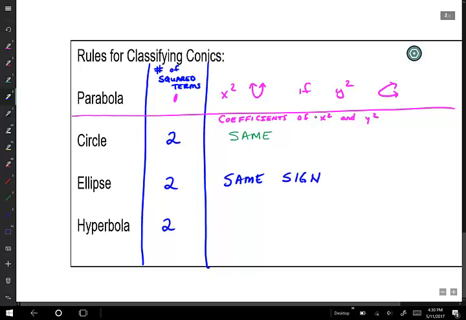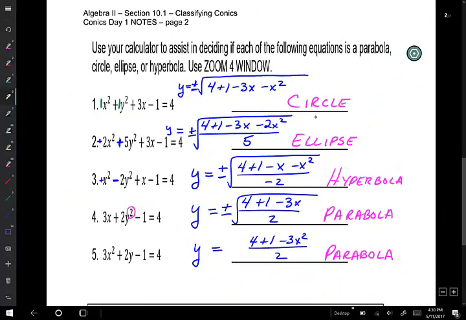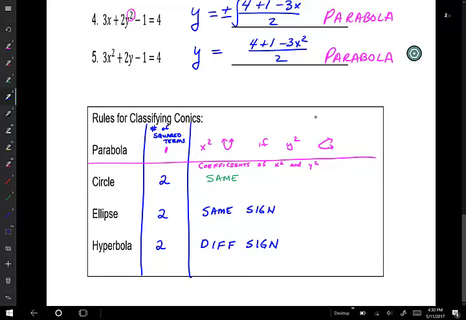Okay? And a hyperbola is going to have a different sign. One's going to be positive and one's going to be negative. So as you looked up here, you see your hyperbola, you have a positive x squared and a negative 2y squared, versus an ellipse, you had a positive and a positive.